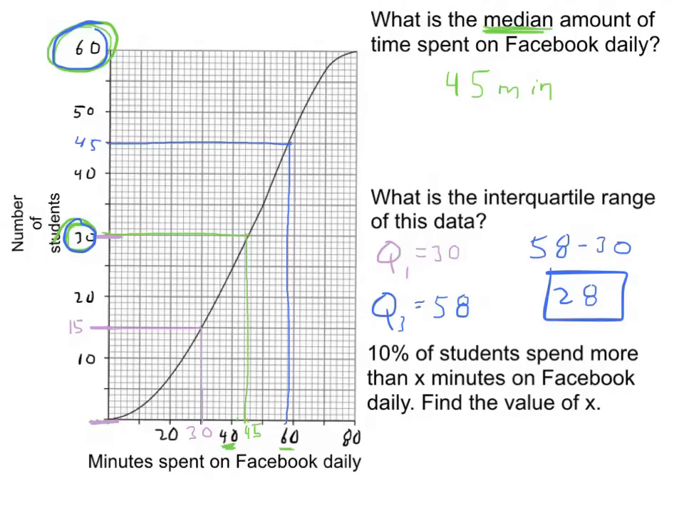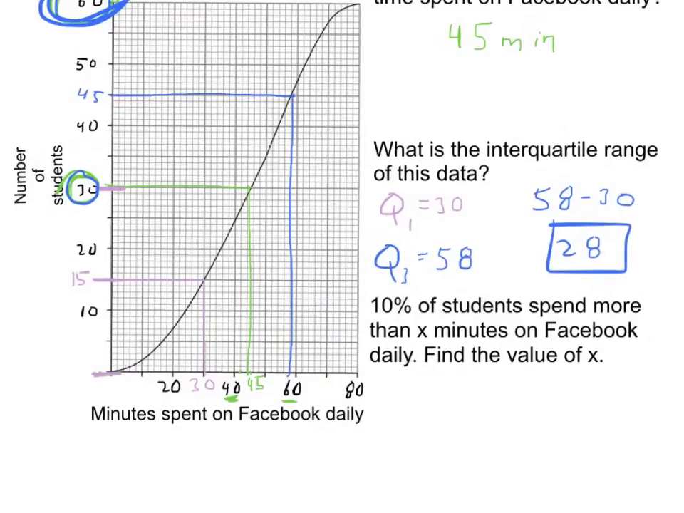The next question is a very, very, very common question on the exam, so make sure you pay close attention to this one. It says 10% of students spend more than X minutes on Facebook daily. Find the value of X. So 10% of the students. So how many of these students are we talking about? Well, there are 60 students total that I'm looking at up here. So 10% of 60, I'm going to have to scroll this graph up just a little bit. 10% of 60, 0.10 times 60 is 6 students. And I'm saying that 6 students spend more than a certain amount of time on Facebook. So I'm basically looking for what is the value of the top 6 students.